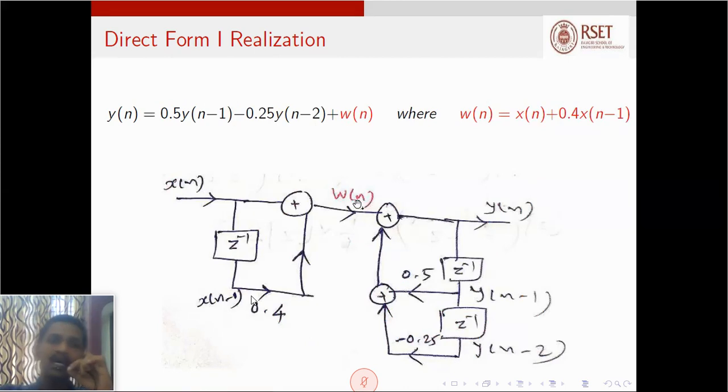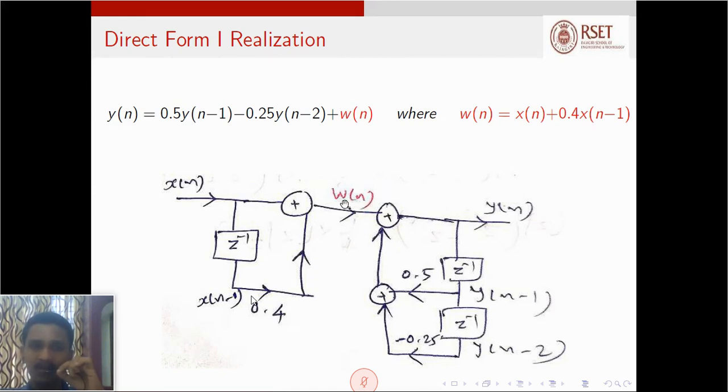Now there are two equations like this. y(n) = 0.5 y(n-1) - 0.25 y(n-2) + w(n), where w(n) = x(n) + 0.4 x(n-1). Now we can check how to realize this. This is actually the direct form representation.